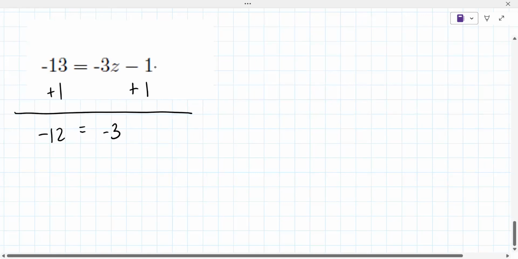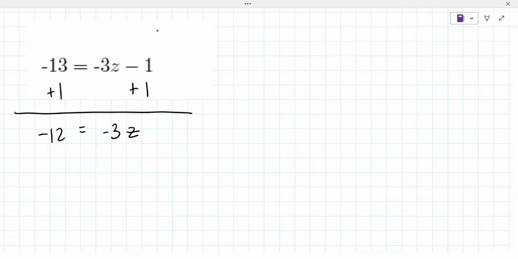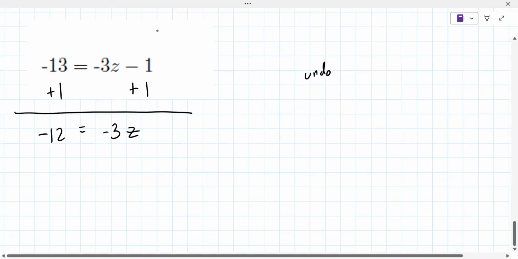Negative 12 equals minus 3z. Now what do you do? Well, I don't know. I always just figure out the answer for this because z equals 4. So we've got to do it differently. I don't know how to explain how I do that. Okay, that's good for me to know.